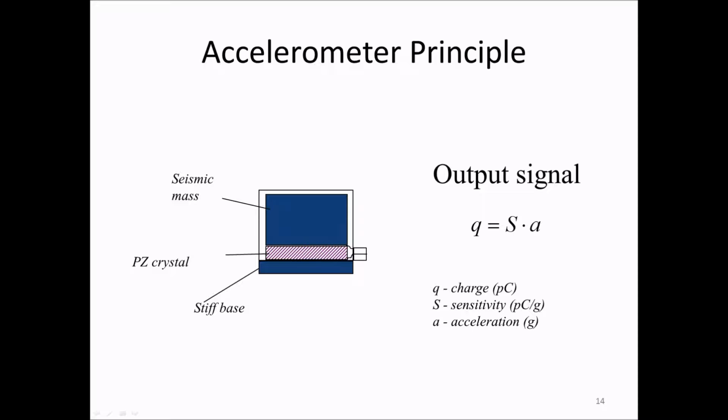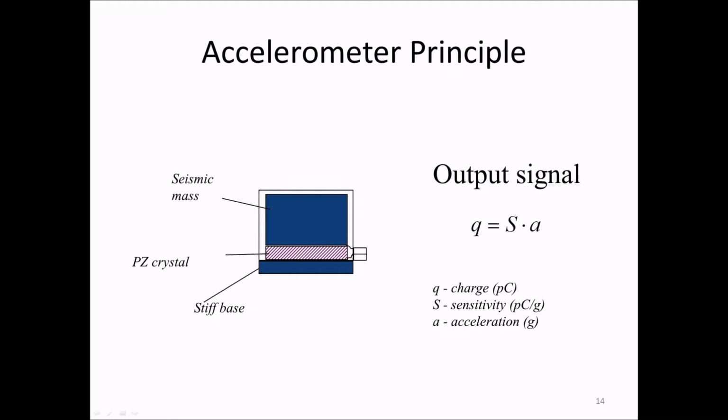The simplest principle of accelerometer design is shown here. The sensor consists of a stiff base to which the piezoelectric crystal is attached, and above the piezoelectric crystal a seismic mass is mounted. Although not shown in the figure here, for simplicity, the crystal is statically pre-compressed by springs, so that the sensor also works for an acceleration directed downwards.